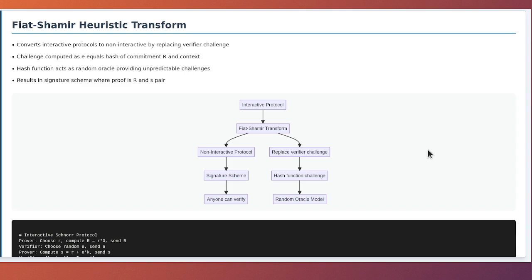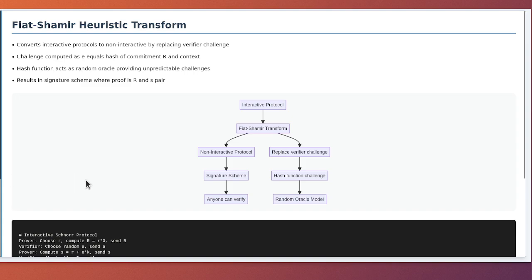The key idea is to replace the verifier's random challenge with the output of a cryptographic hash function. Instead of having the verifier send a random challenge E, the prover computes E themselves by hashing the commitment along with any other relevant public information. The hash function acts as a random oracle, producing unpredictable outputs that the prover cannot control or predict before creating the commitment. Here is how we apply Fiat-Shamir to the Schnorr protocol.